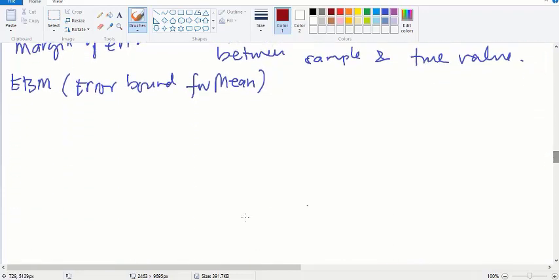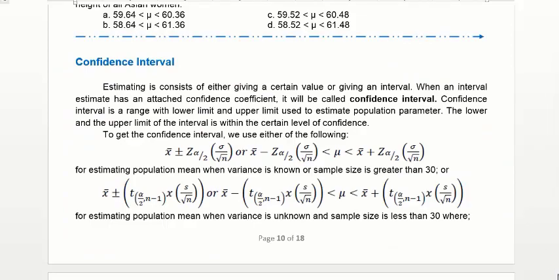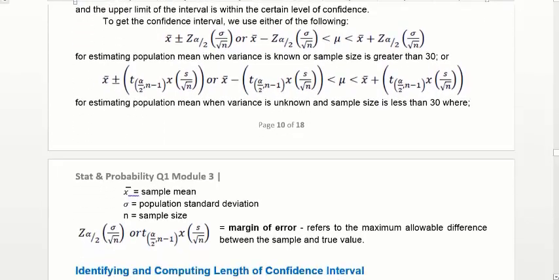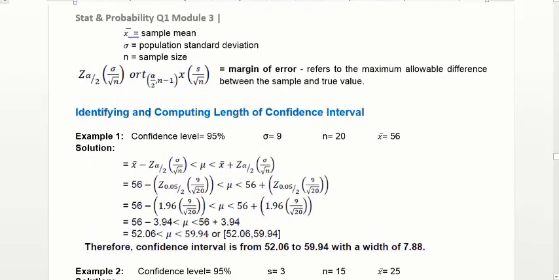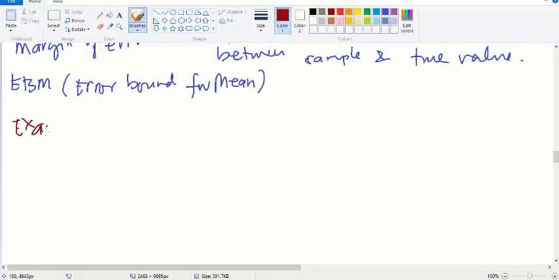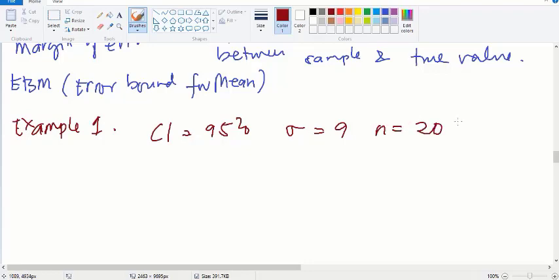Okay, so moving on, let's try to solve things, no? If I'm not mistaken, in your modules, merong practice dyan. So, andito siya, di ba? So, ayun na yung iyong margin of error. Okay, so let's try this one. Example number 1. Meron daw tayong level of confidence na 95%. Meron tayong sigma, or remember, sigma is your variance, 9. And then, ang ating sample size is 20. And then, we have the sample mean to be 56.